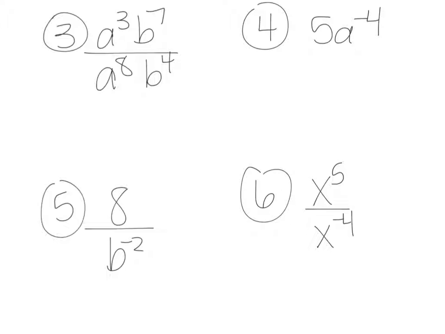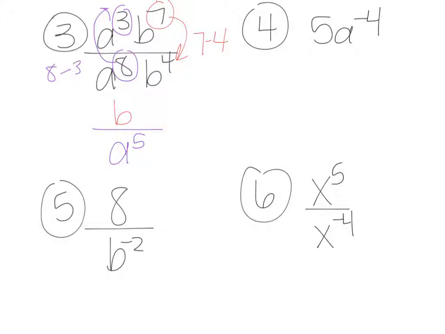Let's look at a few more. Something like number 3, we now have two different variables, so it's only the ones that are the same variable that you can subtract. My rule here is I subtract from biggest to smallest. So I'm going to do 8 minus 3, but your final answer has to stay where the biggest one was. So a would stay on the bottom to the 5th power. Then for the b's, I'm going to do 7 minus 4. Again, I like to start with the biggest one. 7 minus 4 is 3, but that's going to stay on the top because that's where the bigger b was. So that would be your answer there.